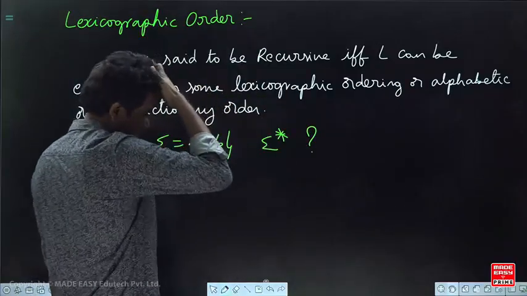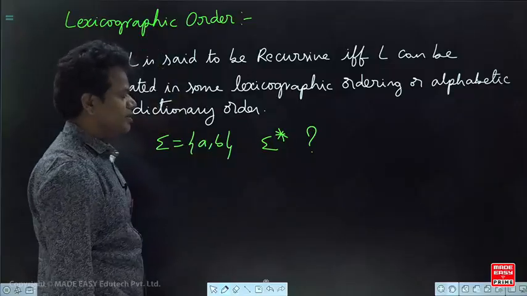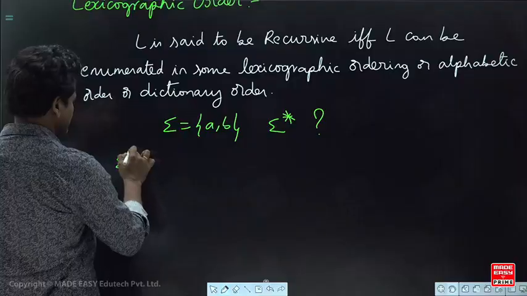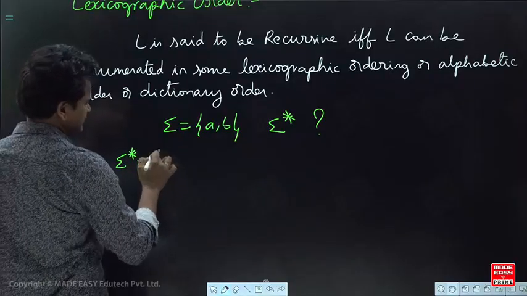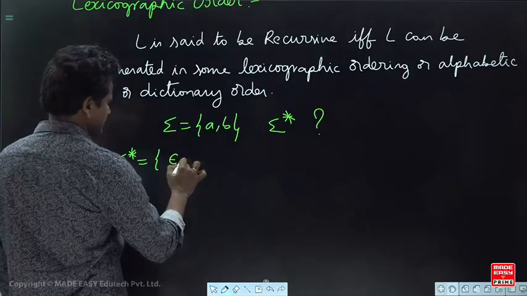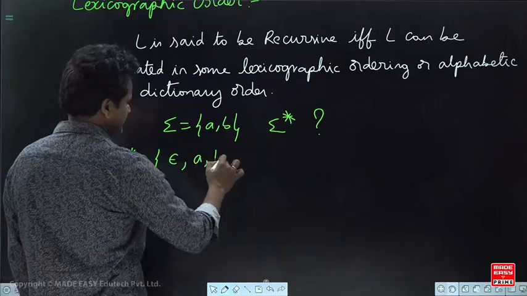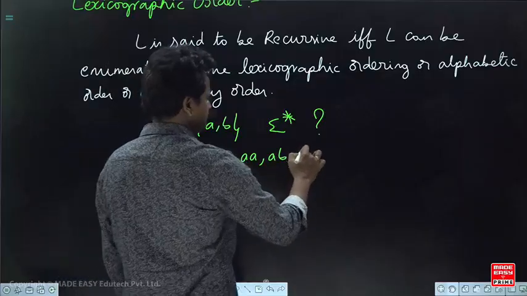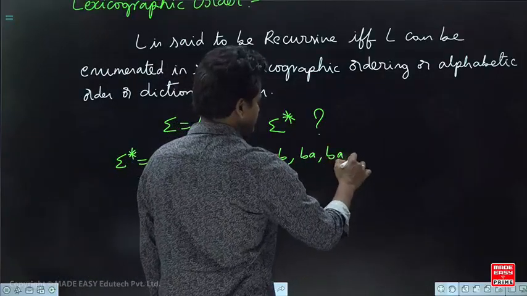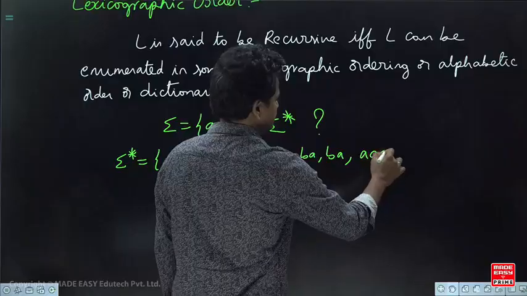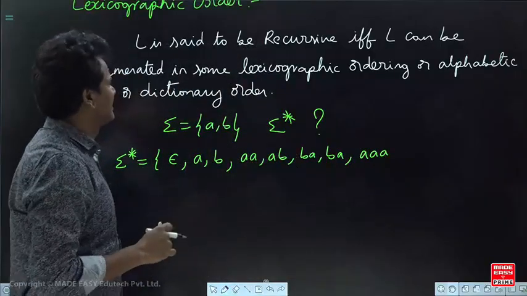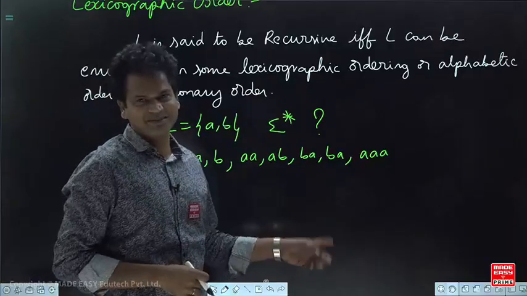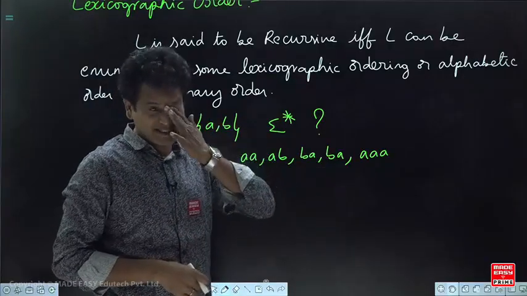Sigma star is all combinations of A and B. So we can write all combinations of sigma star in lexicographic order, that is epsilon, the smallest string, then A, then B, then AA, AB, then BA, BB, so then again triple A. Don't you think, sir, that in dictionary order A comes, after double A comes, after triple A comes? Of course, it is dictionary order.